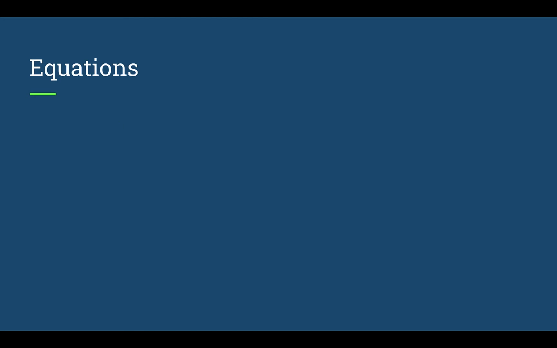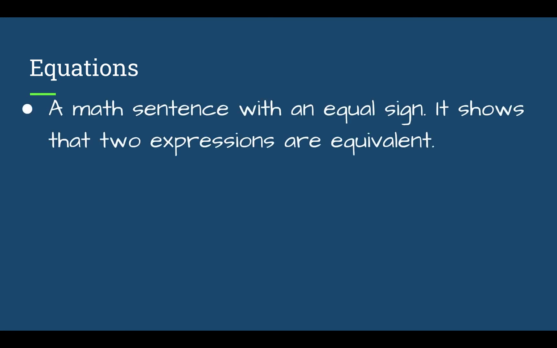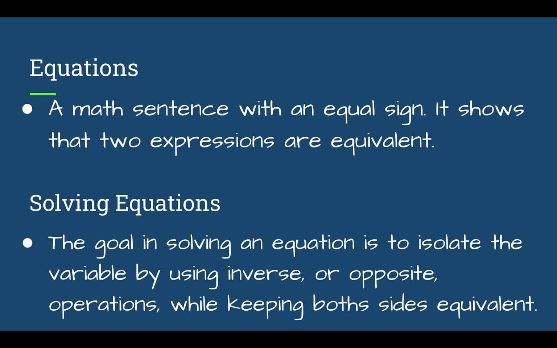So first, let's start off by asking ourselves and defining what is an equation. Your equation is a math sentence with an equal sign. It shows that two expressions are equivalent. So remember, expressions did not have an equal sign. An equation does. When we are solving equations, our goal is going to be to figure out what value of the variable makes the whole thing true. We're going to get that by itself. We're going to isolate it using inverse or opposite operations. All while making sure both sides stay equal to each other.